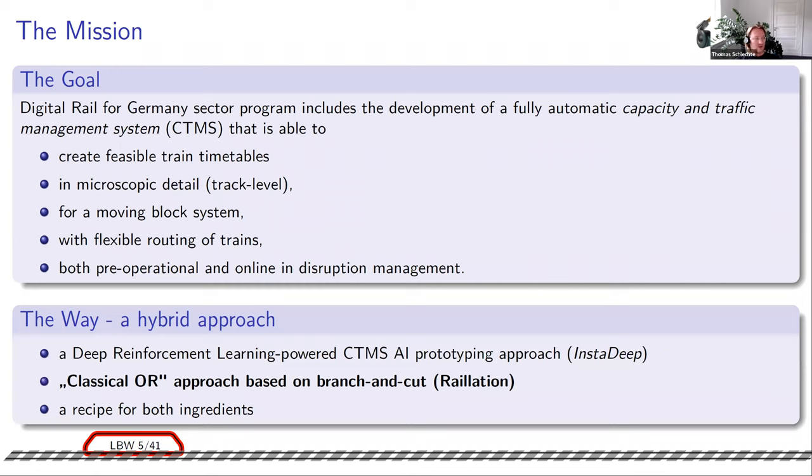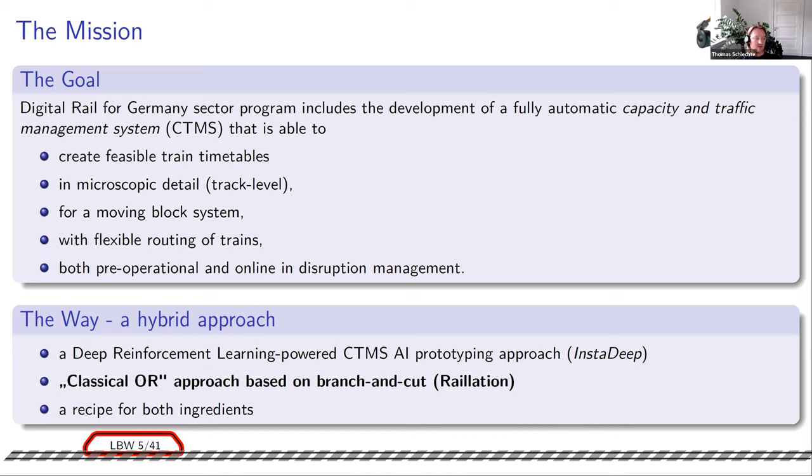And the way they want to do it is to use a hybrid approach where you obviously use new and trendy learning techniques like deep reinforcement learning. And this part of the project is done by the company InstaDeep. But as well, you also need clear mathematical formulations and old school OR techniques to solve these problems. And this is what we will speak about here today.